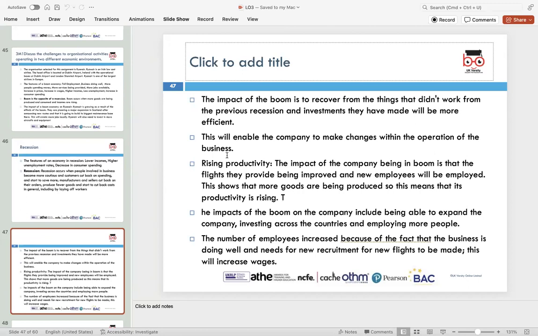With the influence of the boom, the firms will do things that did not function during the previous recession, and the investments they have made will be more efficient. This will allow the corporation to make adjustments within the operations of the business. As a result of the company experiencing a boom, the flying services they offer will be enhanced, and additional staff will be hired. This will lead to an increase in productivity. This indicates that a greater quantity of items are being created.